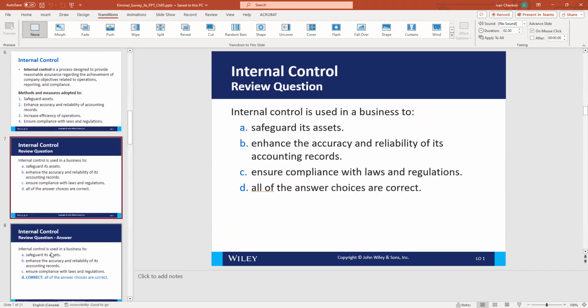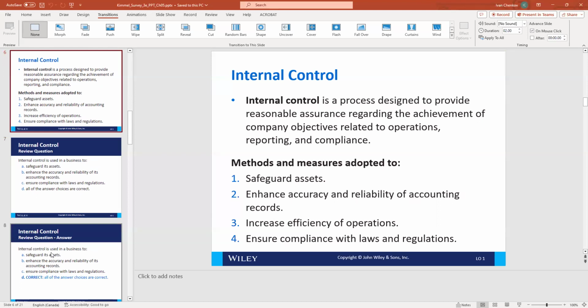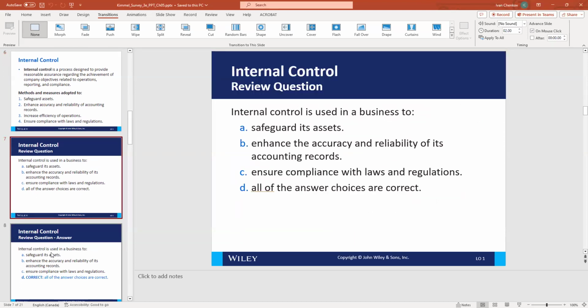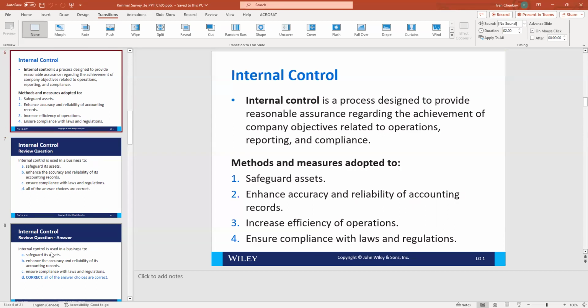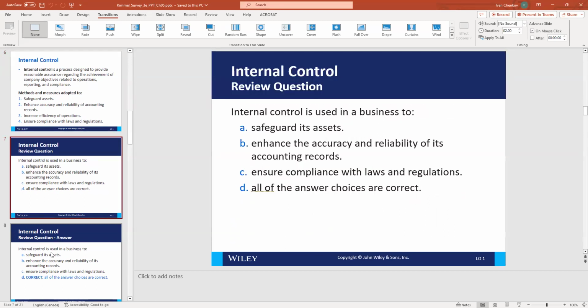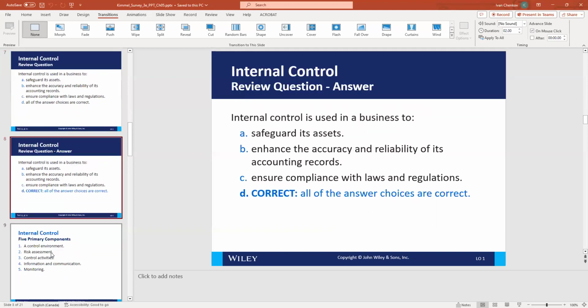So let's try one. What will be the internal control? Why is the control used in business? Yeah, that will be all of the above, right? Because safeguarding, you have it as a measure to adopt. The next one is to enhance accuracy and reliability of accounting records. That's what also have it. And ensure compliance with the laws and the regulations. All of them are related to internal control.